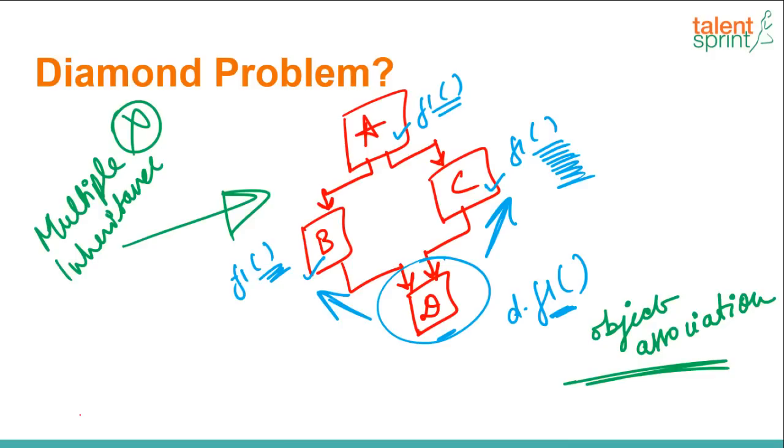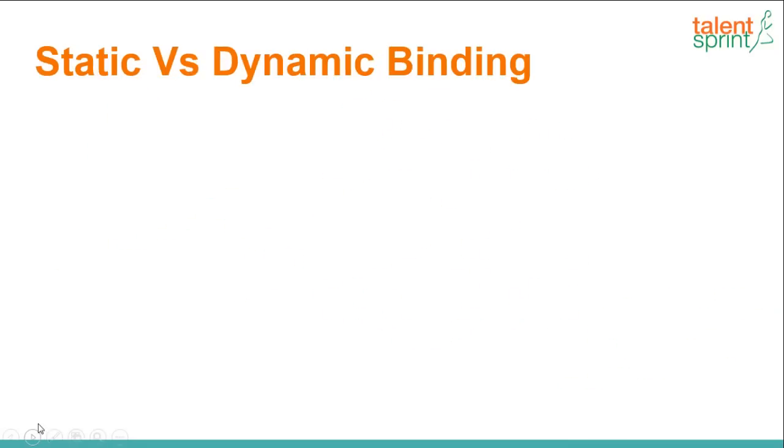There are many types of inheritance that you can go on, multilevel, multiple, hybrid, but this diamond formation, the diamond problem, is what is most frequently asked in interviews.